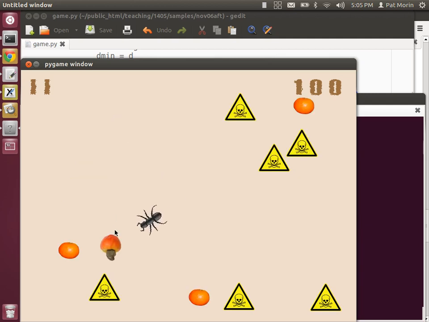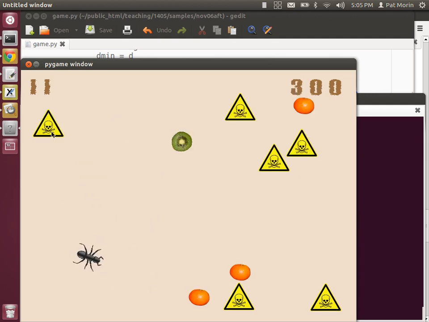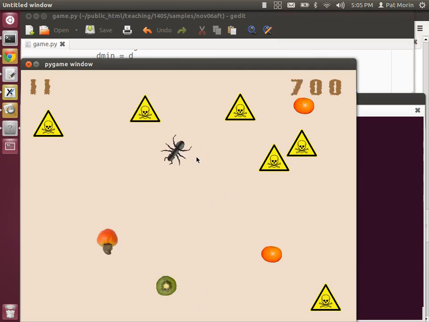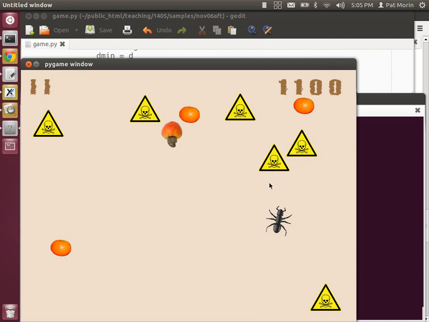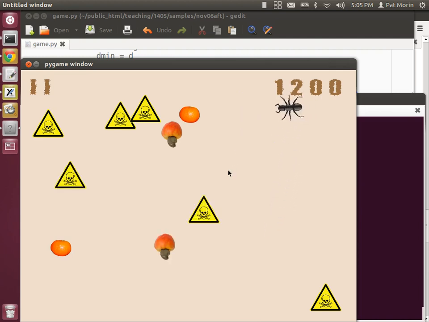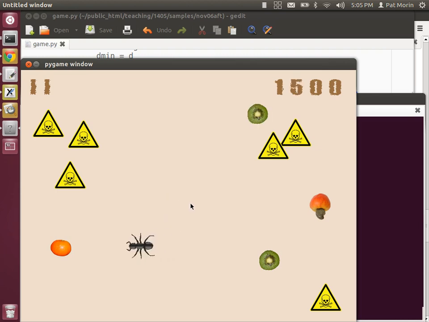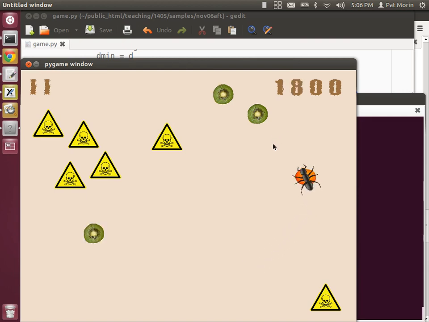Okay, so we've got that working. Now there's a couple of ways we could go. In this morning's class, I worked a little bit harder on this turning aspect and set it up so that the turns were smoother. So the ant didn't just snap directions, but actually slowly turned. That's surprisingly hard.